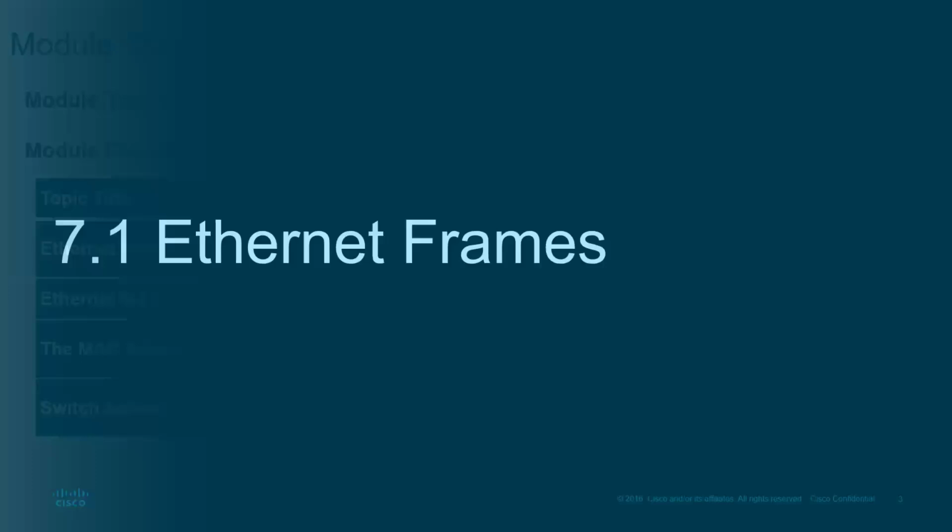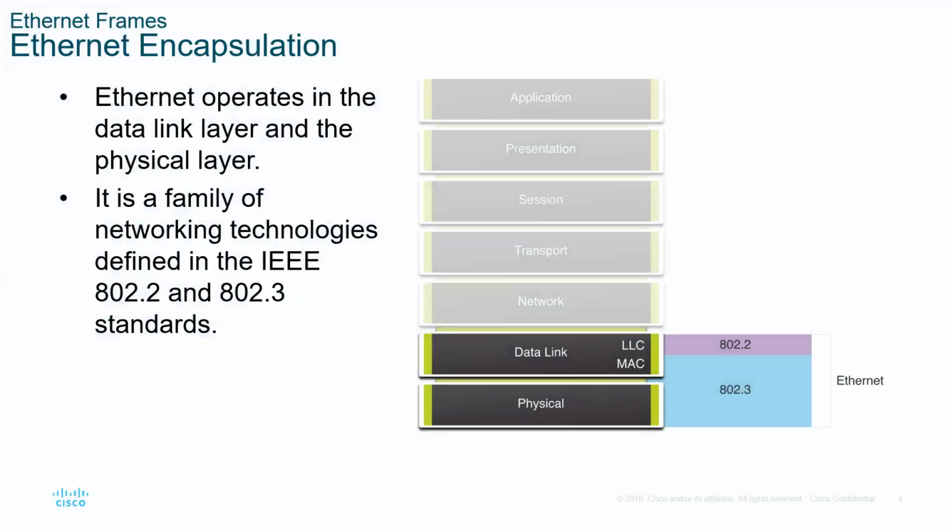Right. Getting into our slides, starting with the Ethernet frames. Ethernet operates in the data link layer and the physical layer. It is a family of technologies defined by IEEE 802.2 and 802.3. Right, 802.2 defines the LLC layer. Then from the MAC layer going down up to the physical layer, that defines the Ethernet, 802.3. Those are the standards that we have for the Ethernet.